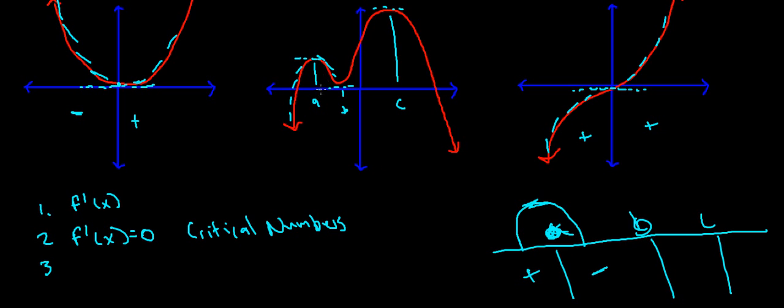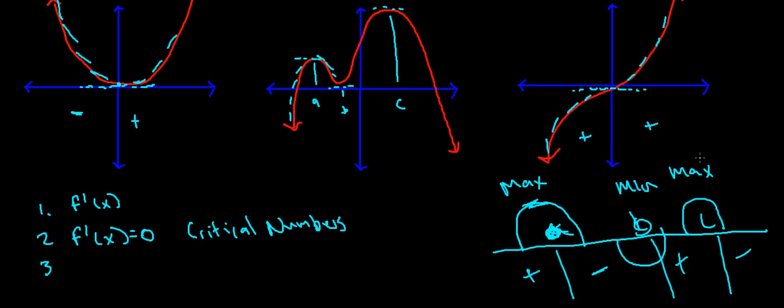Now for B, the slope is decreasing on the left side of it, then it gets to 0, and then it begins to increase again. So there's a minimum. The slope is increasing over here, and then it starts decreasing. So now it's like that.